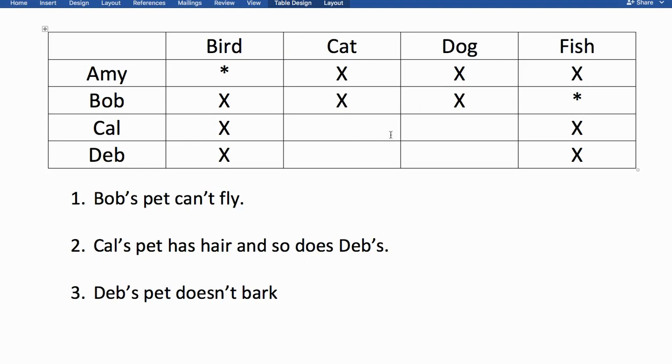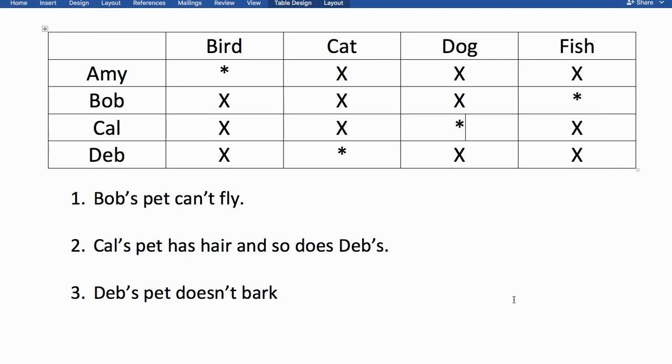And our third clue lets us know. It says that Deb's pet doesn't bark. Dogs do bark, cats do not. So using logic, Deb is the proud owner of the cat, eliminating her from the dog, eliminating Cal from the cat, which means the only thing left is the dog. So like I said, a very simple logic puzzle.